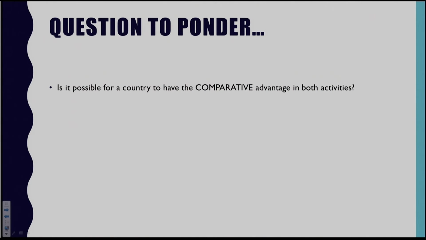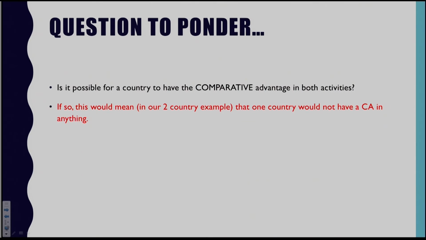Now, admittedly, this is a little bit harder of a question, so let's go through this together. Now, if a country had the comparative advantage in both activities, then this would mean, in our simple two-country examples, that one country would not have a comparative advantage in anything. So in this example, if, let's say, Guatemala had the comparative advantage in both activities, then Honduras would not have the comparative advantage in anything.